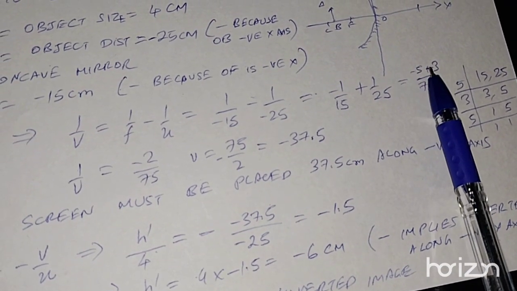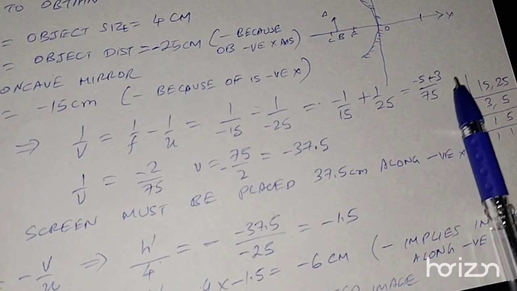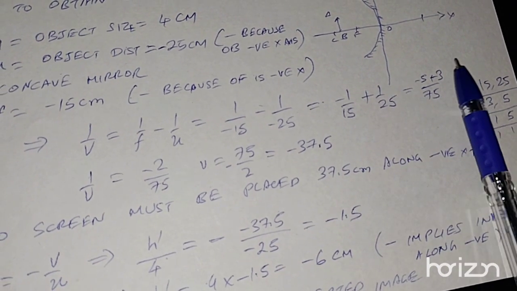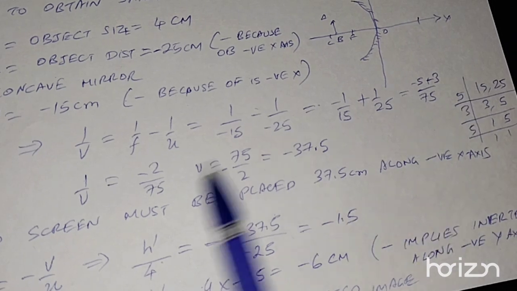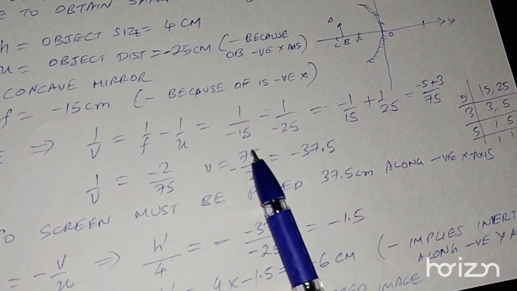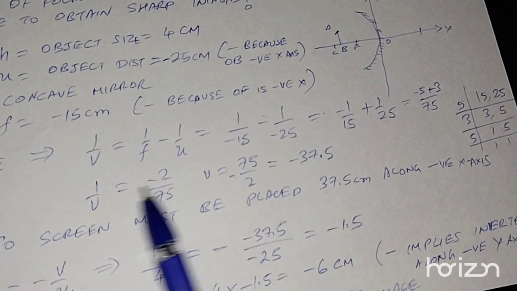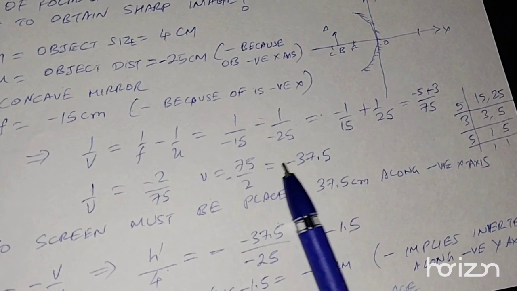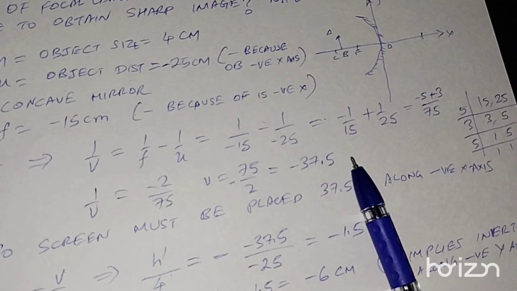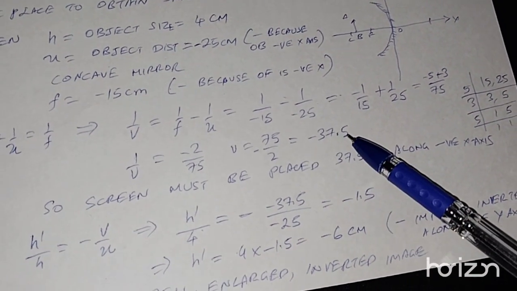So in the numerator you will get 5, but the minus sign is there, minus 5. To make 25 into 75, you have to multiply by 3. So we have done that, and in the numerator you have got 3. So 1 by v is equal to minus 2 by 75, or v is equal to minus 75 by 2. It just gets inverted, because 1 by v is this, means v is this. So v is minus 37.5. So the image distance, you are getting it as negative.